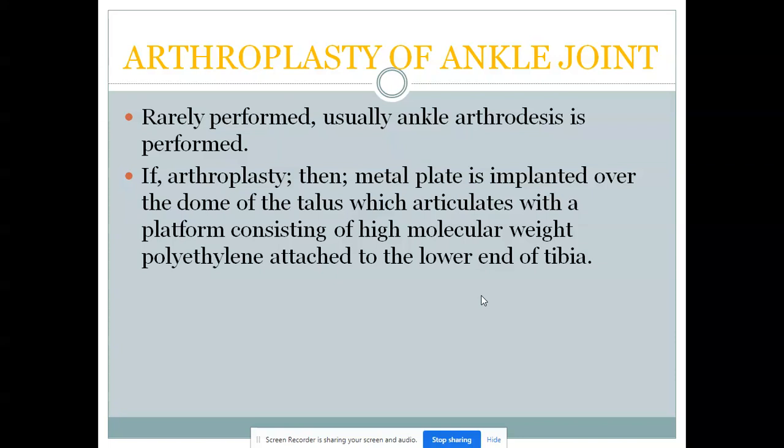Now coming to ankle arthroplasty. It is rarely performed. Usually ankle arthrodesis is more stable rather than performing ankle arthroplasty. So hence ankle arthrodesis is usually performed. If arthroplasty, then a metal plate is implanted over the dome of the talus, which articulates with a platform consisting of high molecular weight polyethylene attached to the lower end of the tibia.